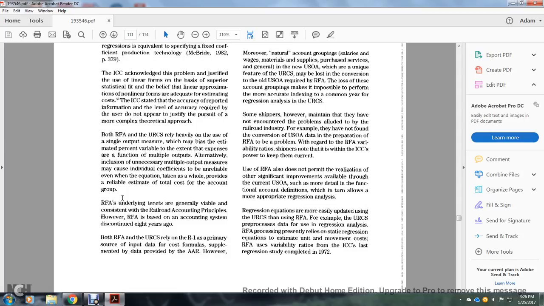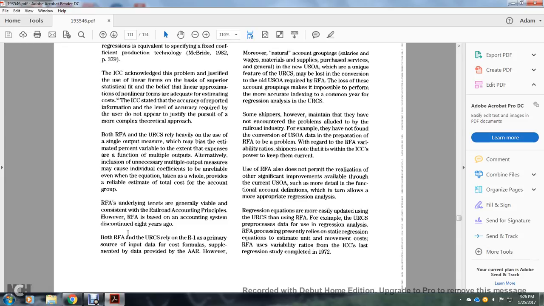Both the Rail Form A and the Unified Rail Costing System rely heavily on a single output measure as the base for estimating the percent variable of the expense for the function of multiple units. Alternatively, increasing unnecessary multiple output measures may cause coefficients to be unreliable, whereas the equation taken for the pool provides a reliable estimate of the total cost of the account group. Rail Form A underlies the tenets of the general variable, consistent with the railroad accounting principles. However, the Rail Form A is made with the accounting system discontinued 8 years ago.